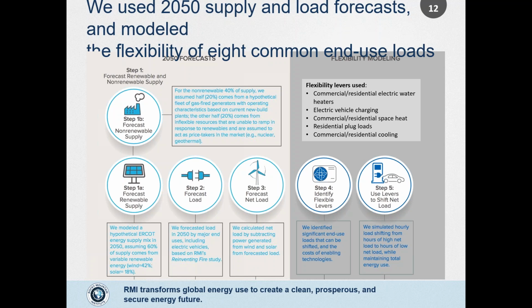And so to calculate net load, we subtracted the power generated from solar and wind from total load for each hour. And then we simulated hourly load shifting from high net load hours to hours of high renewable availability using our identified 8 flexible levers over here. And once again, daily energy use was kept the same to maintain that same level of services to the customers.